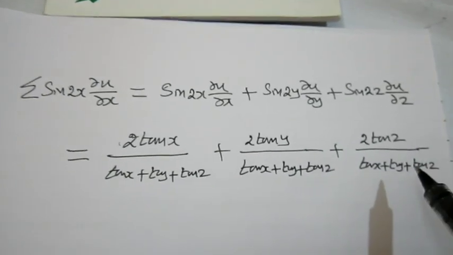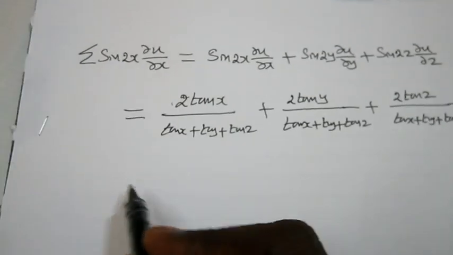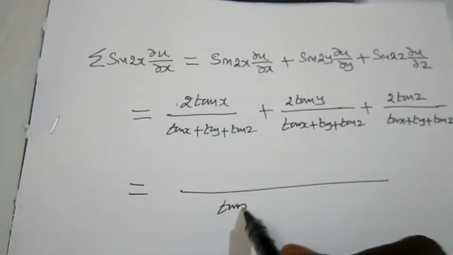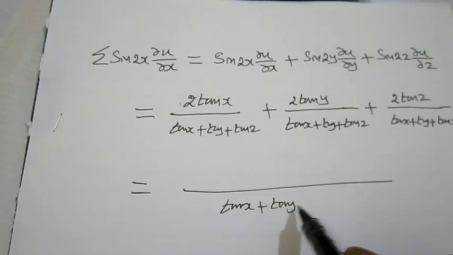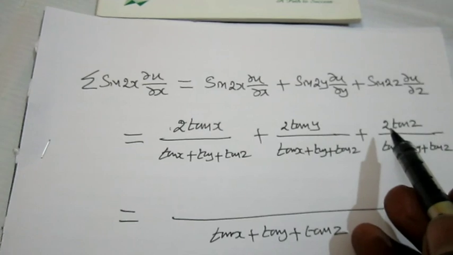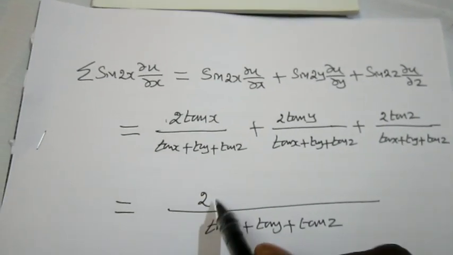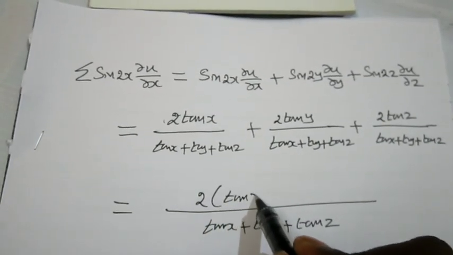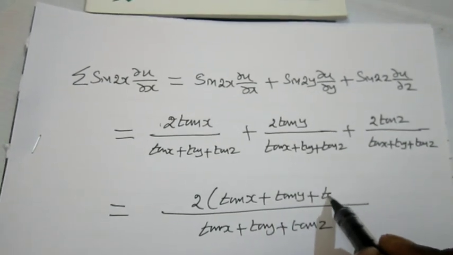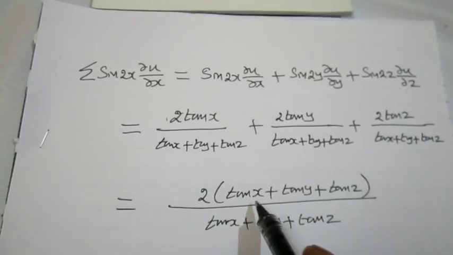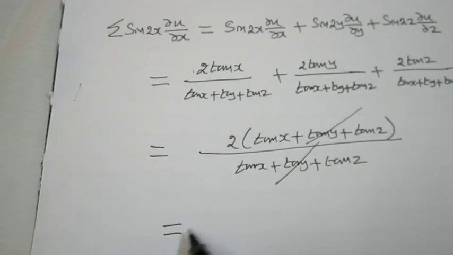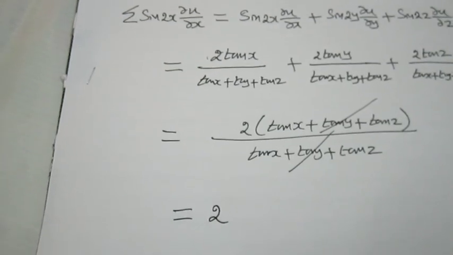So all the terms have the same denominators. So this can be written as tan x plus tan y plus tan z in the numerator, and we can take 2 outside. So 2 into (tan x plus tan y plus tan z) divided by (tan x plus tan y plus tan z). So tan x plus tan y plus tan z can be cancelled. So the answer is 2. So this is the answer of the problem.